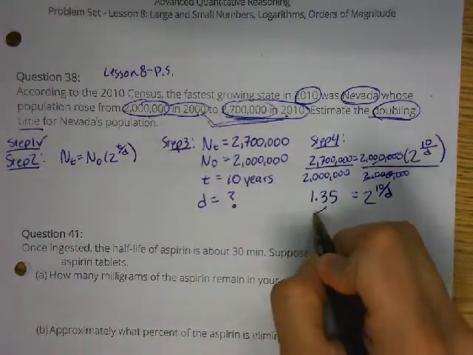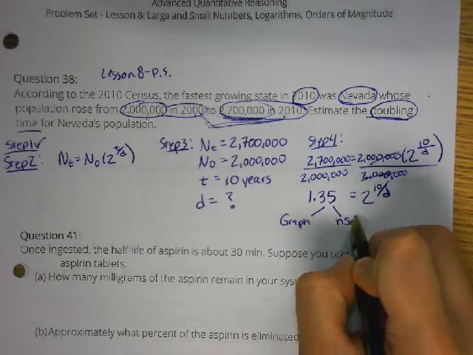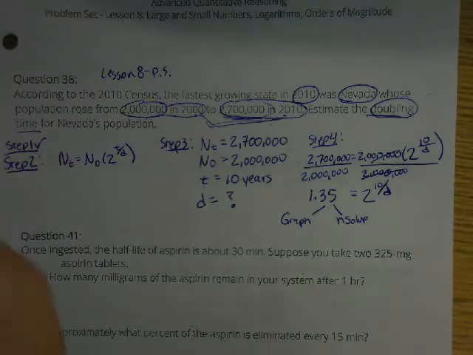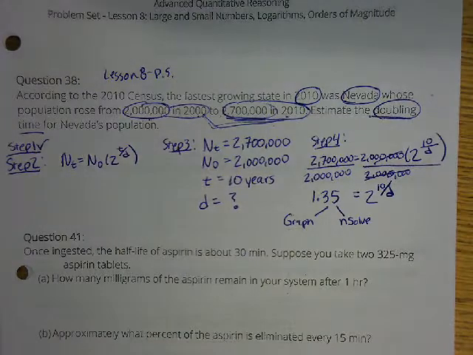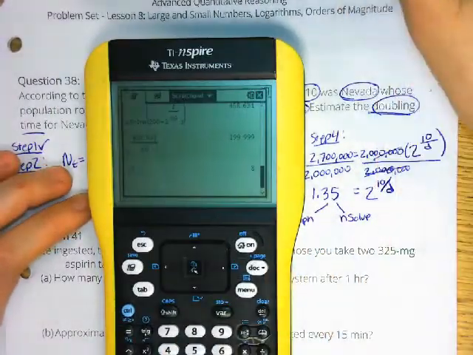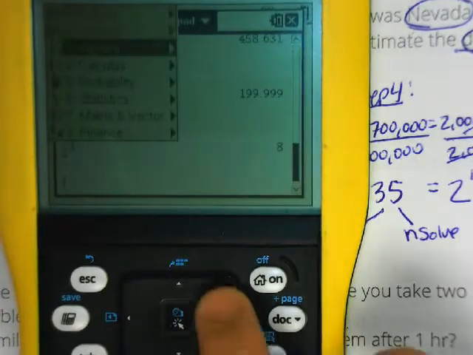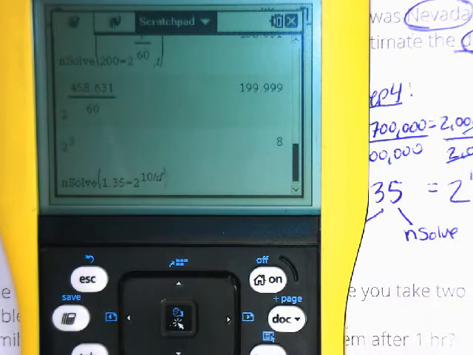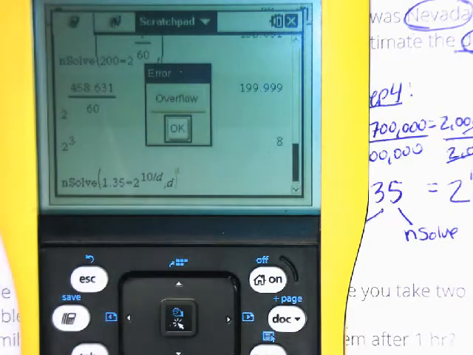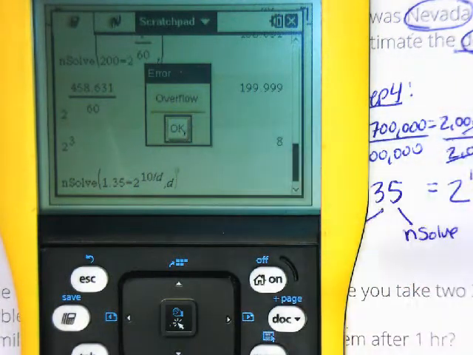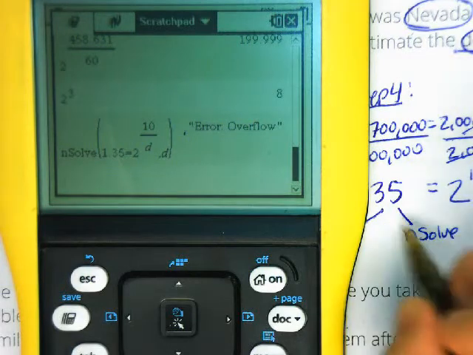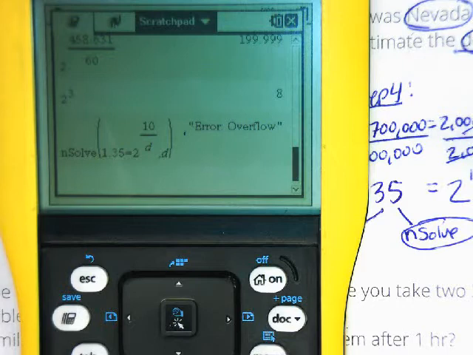So we have some options. We could graph, or we could do NSolve at this point. I prefer NSolve here, so I'm going to try that. Let me zoom in a little bit. Menu, algebra, numerical solve. And I'll just write my equation: 1.35 is equal to 2 raised to the power of 10 divided by d, comma, d. And I push enter. At this point, I'm presented with an error of overflow. So I'd want to double check that what I plugged in was correct, and it totally is. So NSolve is having problems solving this equation.